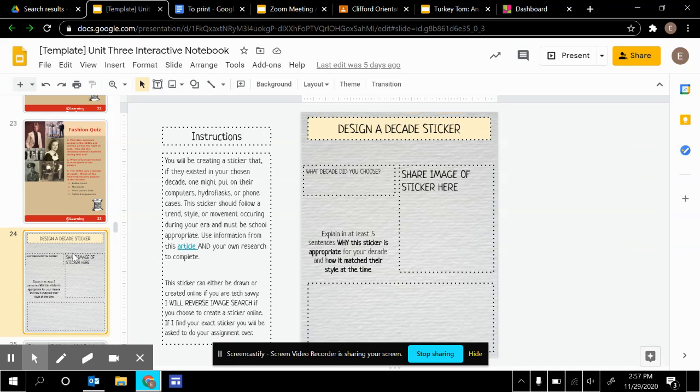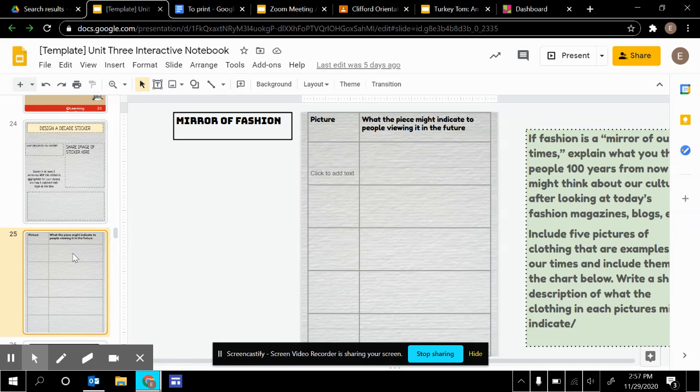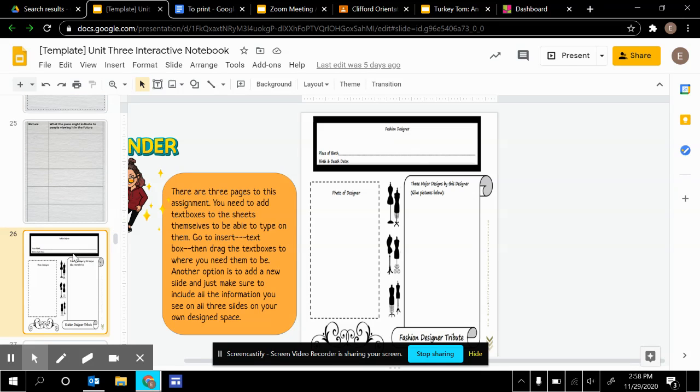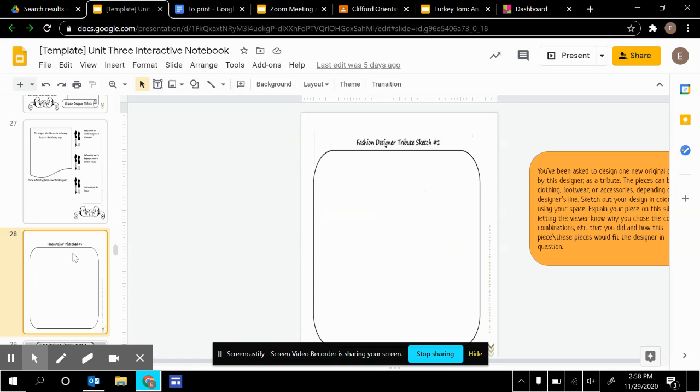In place of your required pages for lesson 2, we did a choice assignment where you either found an accessory and looked at the history of it, or you created a mood board based on a decade. The design a decade sticker is explained on this slide, slide 24, and this is one of your pick threes or twos. Slide 25 asks you to create a list of different clothing items that you think would be popular or are popular in our time and that people would look back on. This is a pick 3 or 2, and there are 3 total pages, so follow the prompts on here.